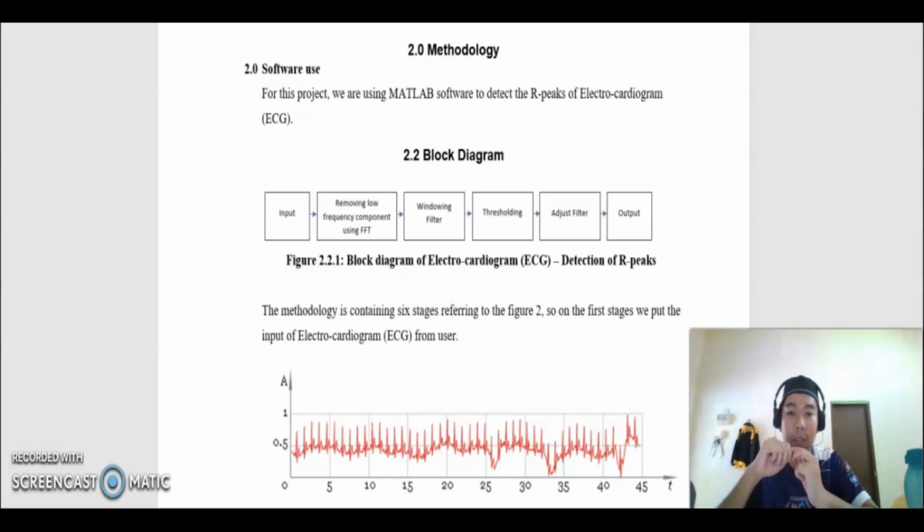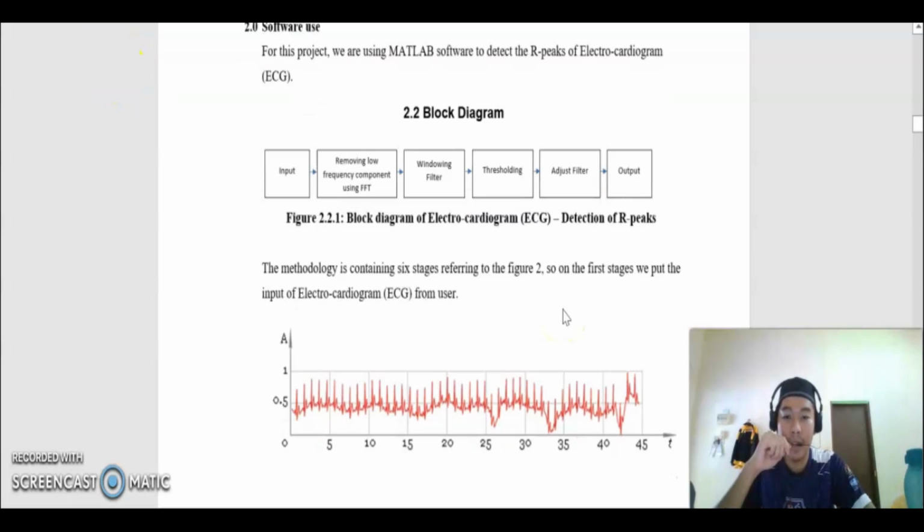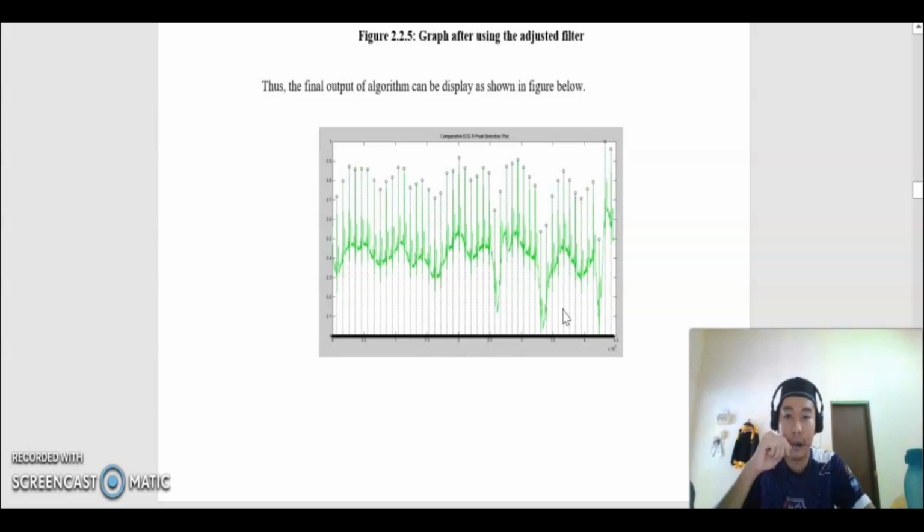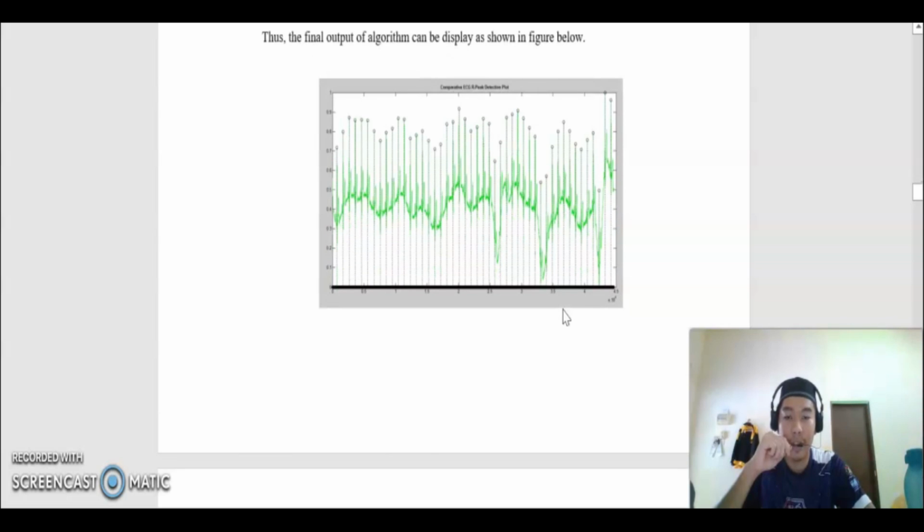Next, I'm going to explain the methodology of this project, which is for the software use. We are using MATLAB software to detect the R peak of the electrocardiogram, ECG. For the block diagram, as you can see, for the first step we need to put the input and then remove the low frequency component using the FFT. Next is the windowing filter, thresholding and adjusting filter before we get the final output. Below is all the graphs of the steps we get. And this is the final output of the algorithm, displayed as shown in the figure below.